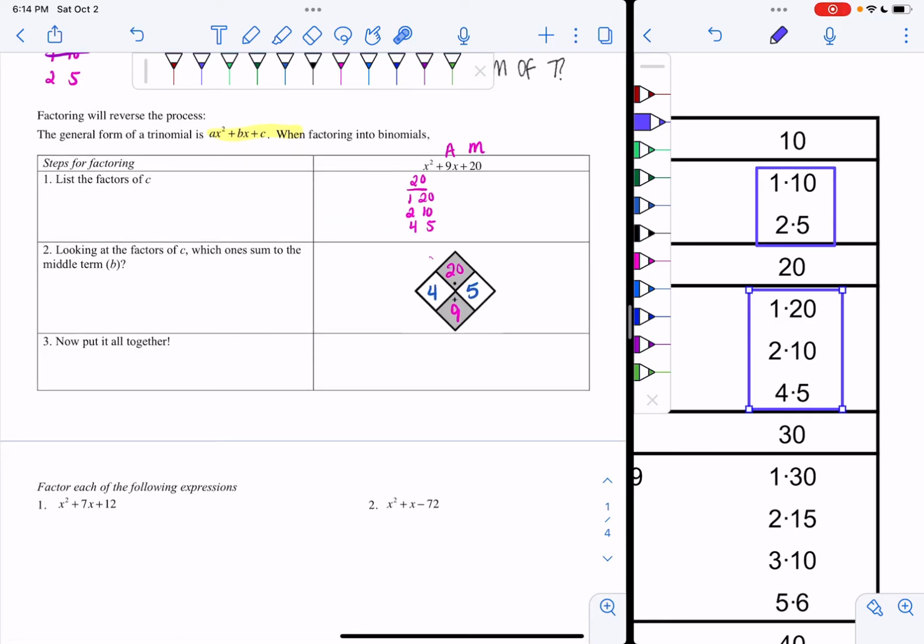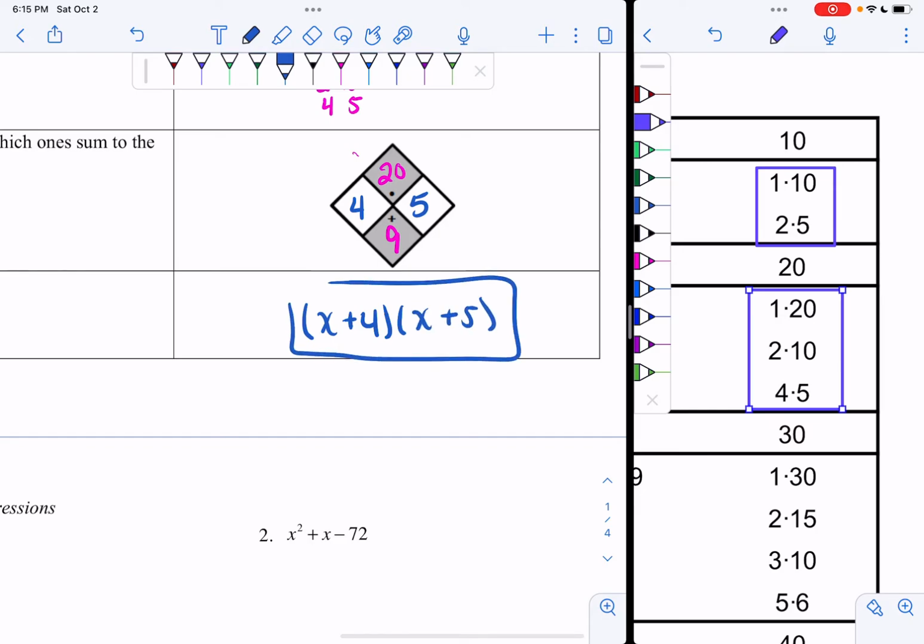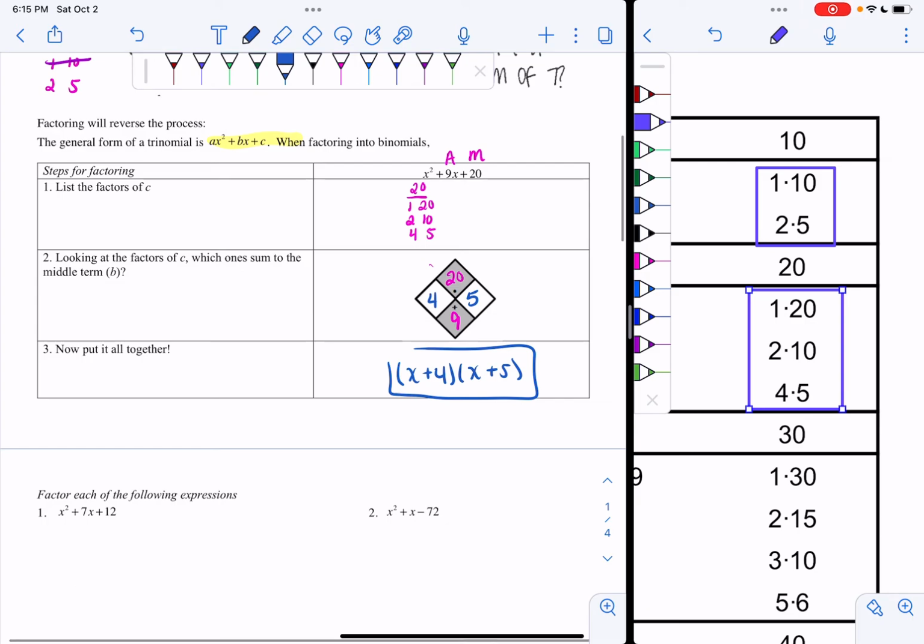Now step 3 says put it all together, so we're going to write this as x plus 4 times x plus 5. And that's your final answer. So what we did was rewrite x squared plus 9x plus 20 as x plus 4 times x plus 5. What factoring does is allow us to rewrite polynomials into a form that allows us to find their solutions. So if we wanted to, we would be able to solve this polynomial equation for x.